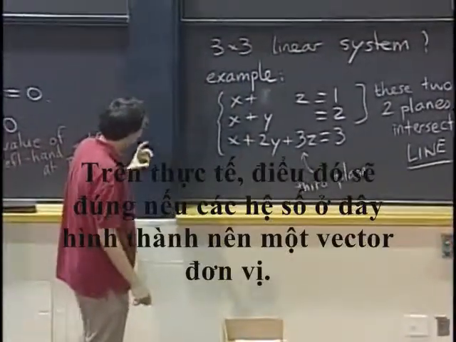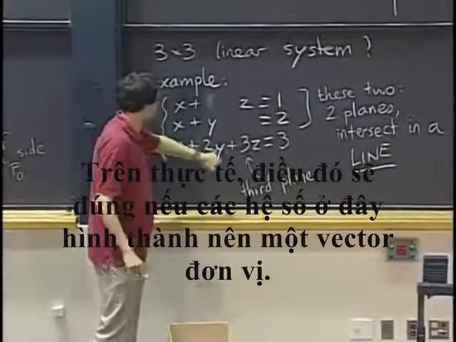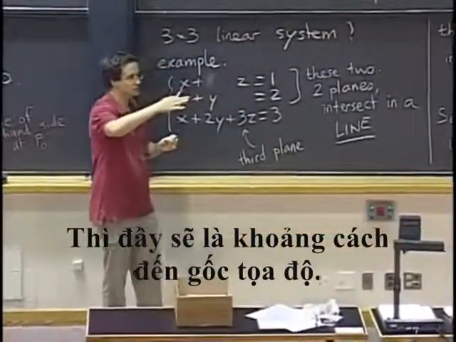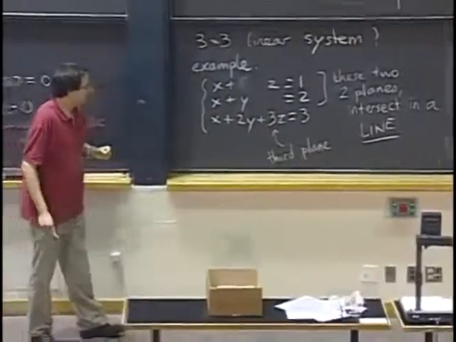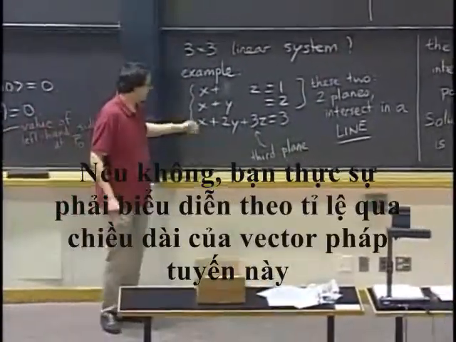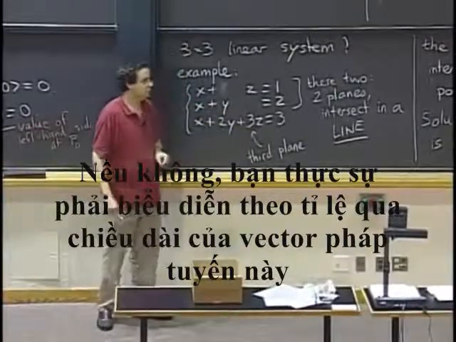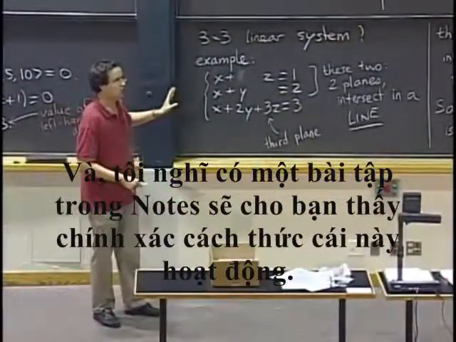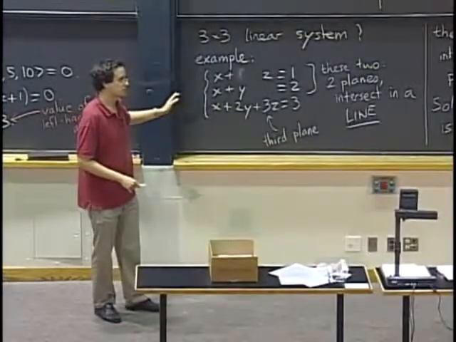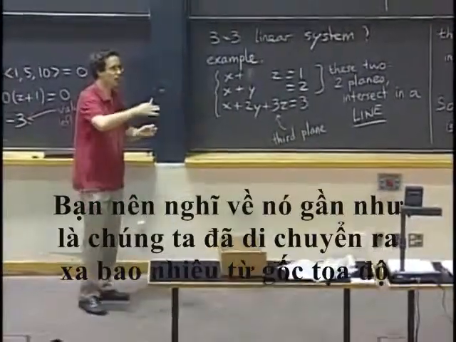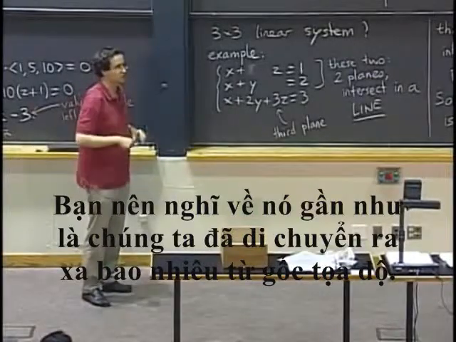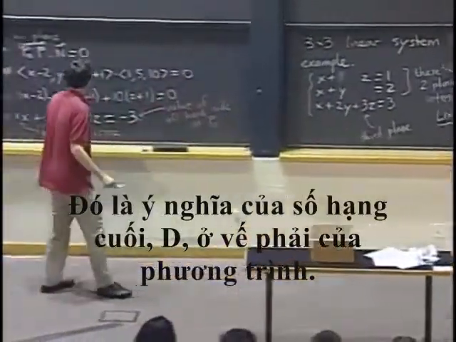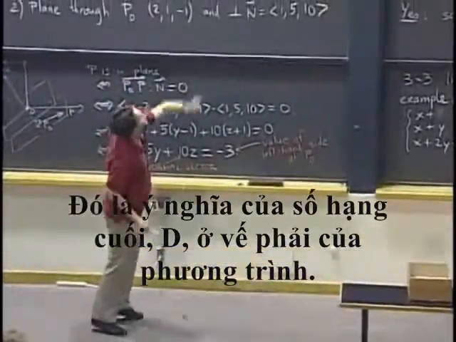In fact, that would be true if the coefficients here form the unit vector. Then this number would just be the distance to the origin. Otherwise, you have to actually scale by the length of this normal vector. And I think there's a problem in the notes that will show you exactly how this works. But you should think of it roughly as how much we have moved the plane away from the origin. That's the meaning of this last term, d, that's on the right-hand side of the equation.